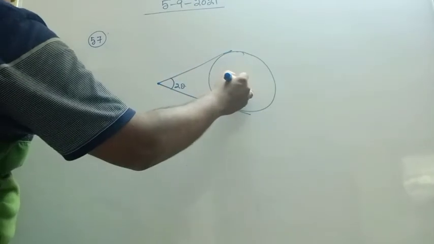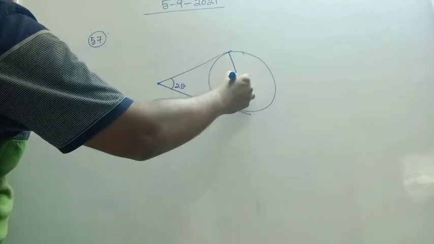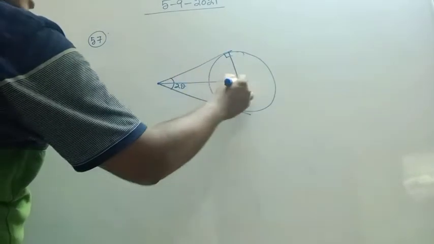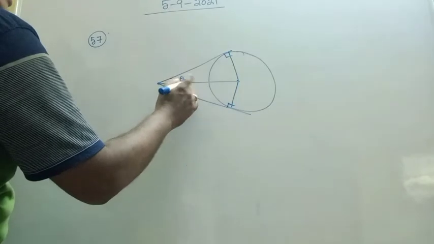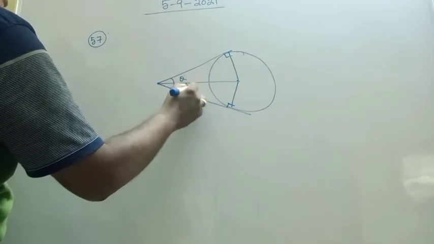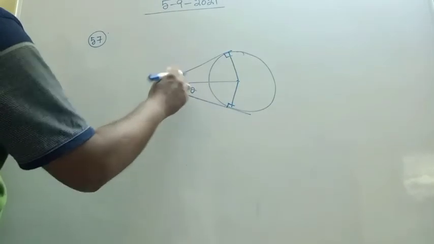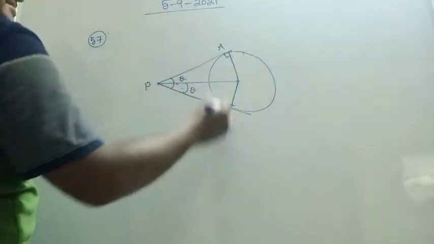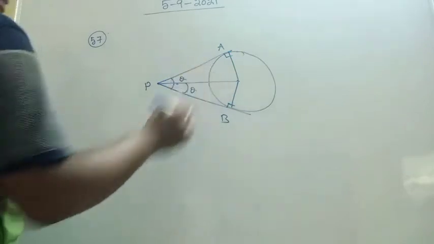This means, my dear students, you know that these are perpendiculars, and if you draw this, this becomes theta and this becomes theta. The total angle is theta and theta, and this is P. We can say that this is A and this is B, and you know that they are congruent, of course.